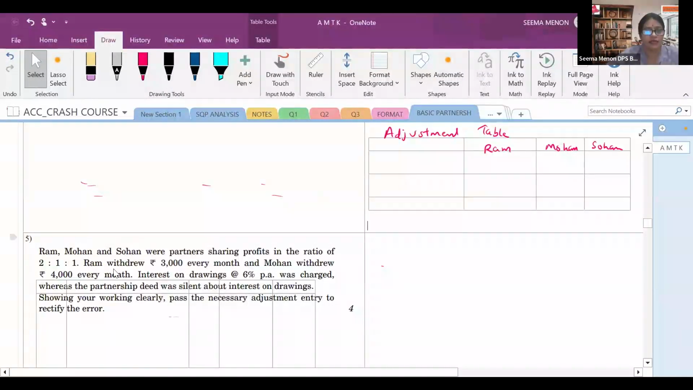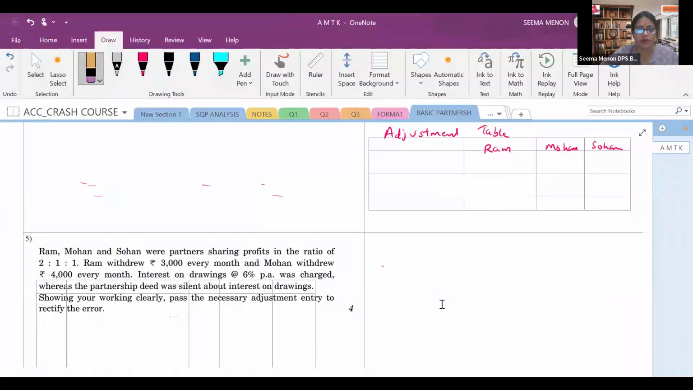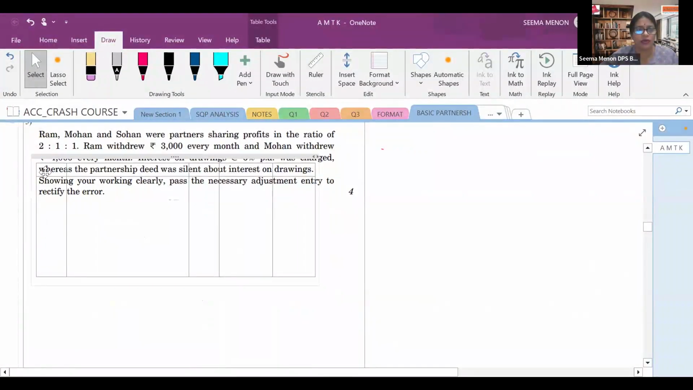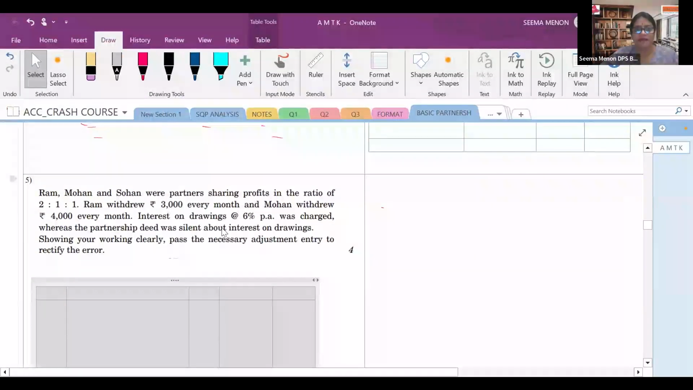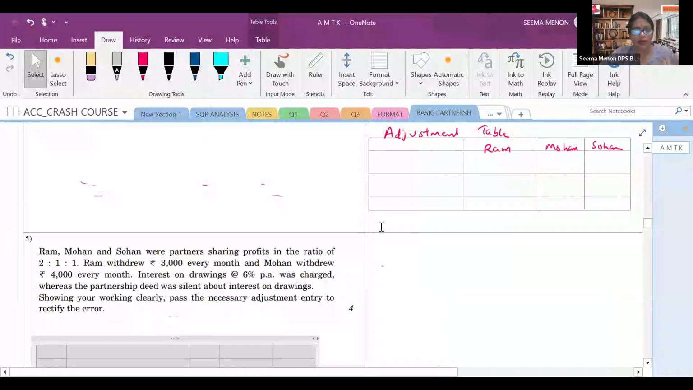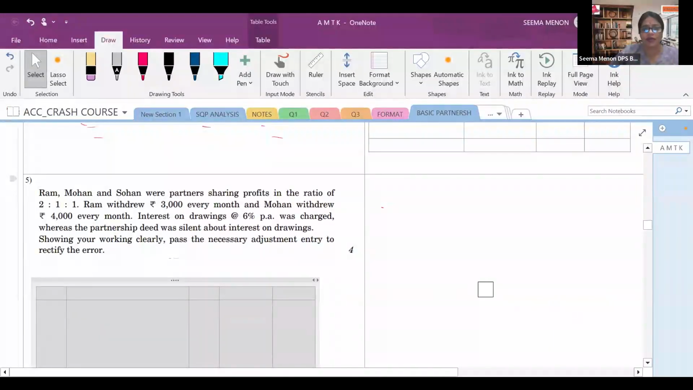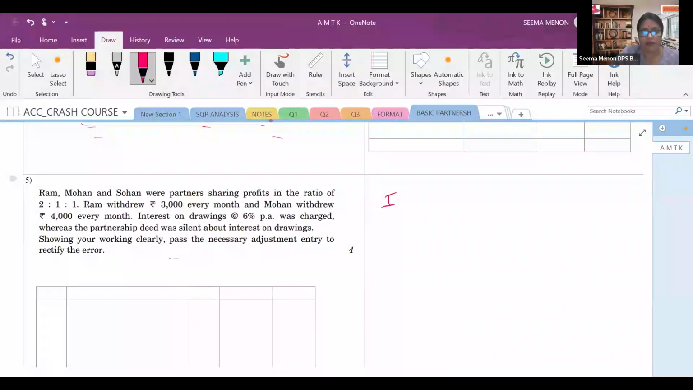Here you can see that in the question it is given Ram withdrew rupees 3,000 every month and Mohan withdrew rupees 4,000 every month. But as per the deed, there is no interest on drawings. So how to do? Let's solve this. If the interest on drawing is not charged, that means the partner's account is already debited. Now what to do? We have to reverse that. So first of all, we have to find out interest on drawings for Ram and Mohan.